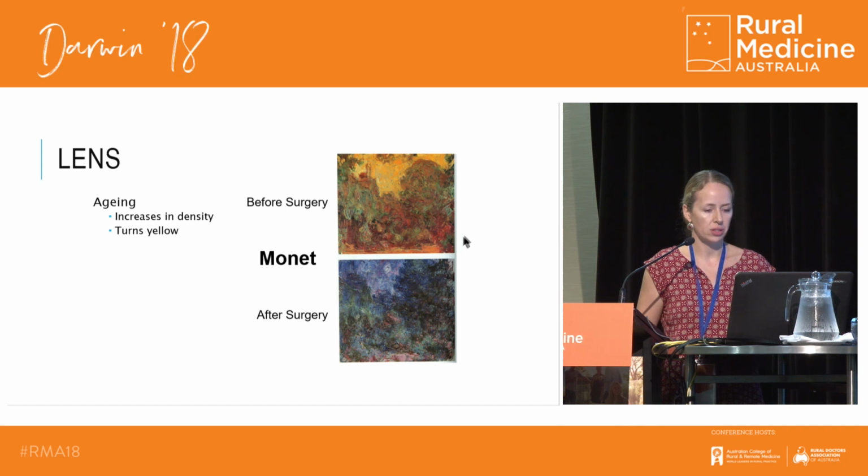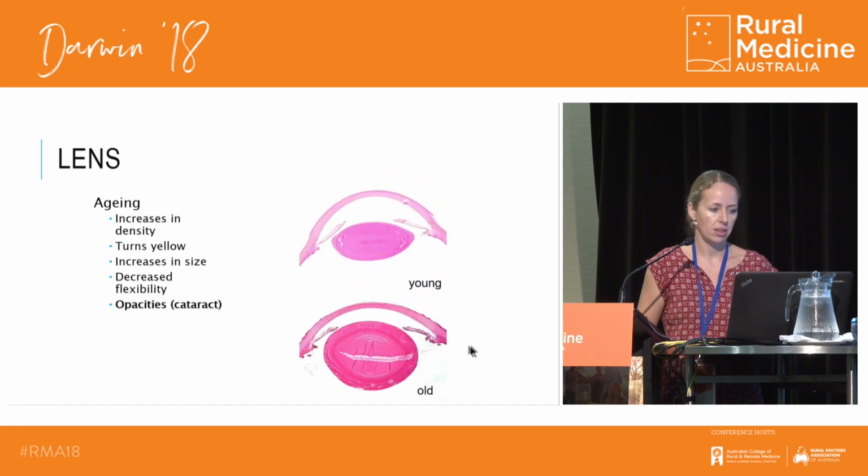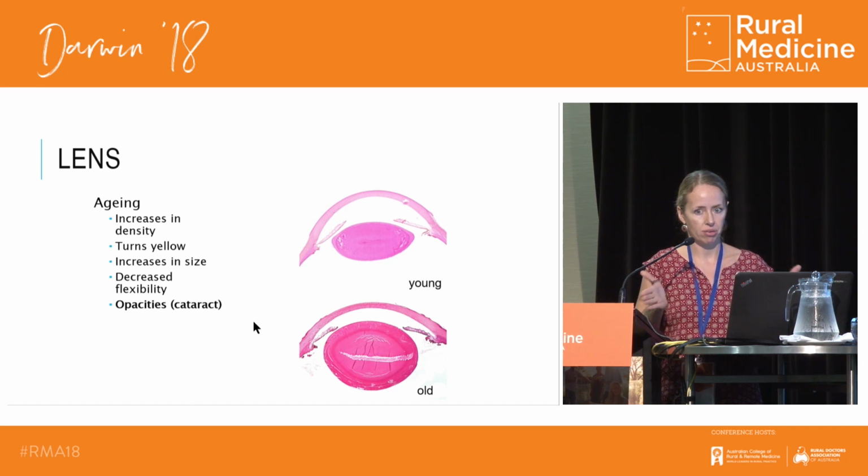And that yellow hue is the common nuclear sclerosis cataract. So nuclear sclerosis just means lens going yellow with age, and this is the difference you might expect to see before cataract surgery and after cataract surgery. Other things that happen: it increases in size, decreases in flexibility, and you get opacities forming with cataract. You also get what's called a myopic shift with cataract. So as the lens gets thicker, the light refracts further away from the retina, and so the patient might just need new glasses if the cataract is still quite early.